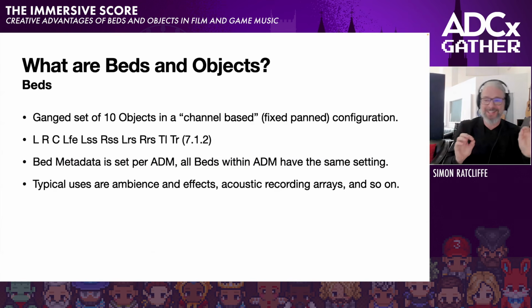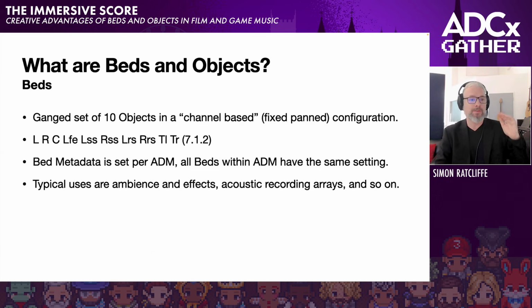So I'm sure a lot of you know this already. However, it is marked for beginner and intermediate. So I thought I'll just do a very quick rundown on the difference between beds and objects. So a bed, simply put, is a gang set of 10 objects in a channel-based or fixed pan configuration. So left, right, surround, and so on. And then the two overheads. Bed metadata is set per ADM, which is the master file. And all the beds within the ADM have the same setting. And then, of course, that's very popular for things like ambiances and ambience type effects. Acoustic recording arrays are often used in beds as well.